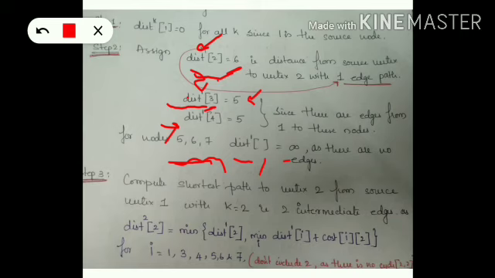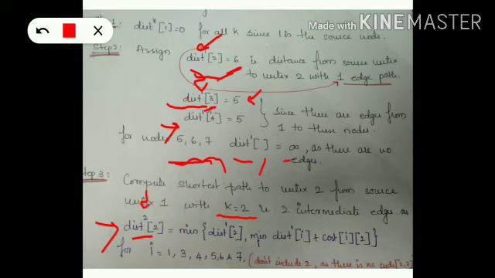Right? So step 3 says that now you compute the shortest path to vertices 2, 3, 4, 5, 6 and so on, such that you have only two intermediate edges. It means that for the first time I will calculate dist^2[2], which is nothing but the distance from source vertex 1 to destination vertex 2 such that I have only two edges in the shortest path.